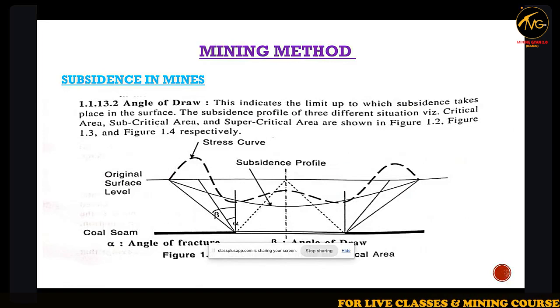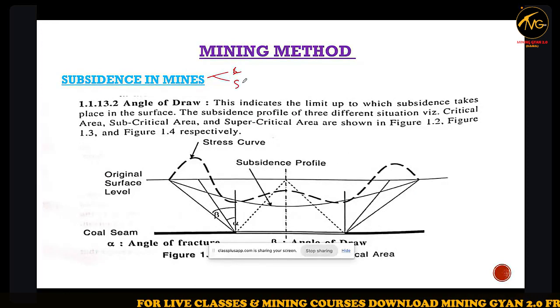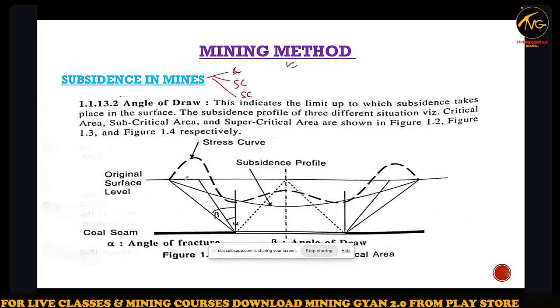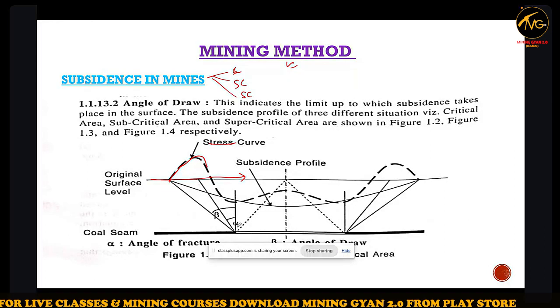So this is our angle of draw. I have already discussed that subsidence is of three types: critical, subcritical, supercritical, and I have told you what is a trough and what is a sinkhole. Then this is the stress curve. This is your surface. So what is the angle of draw?